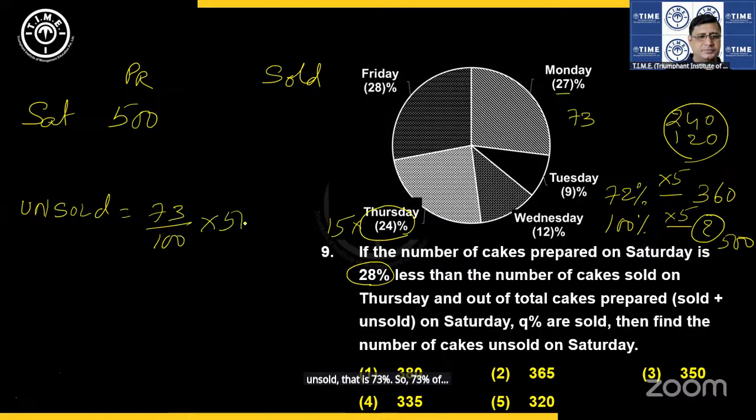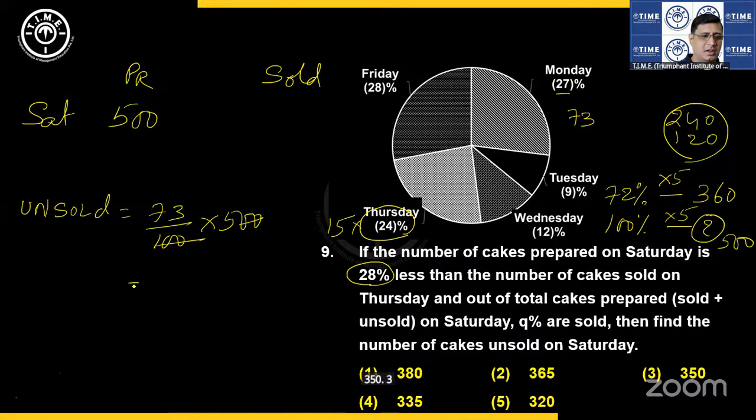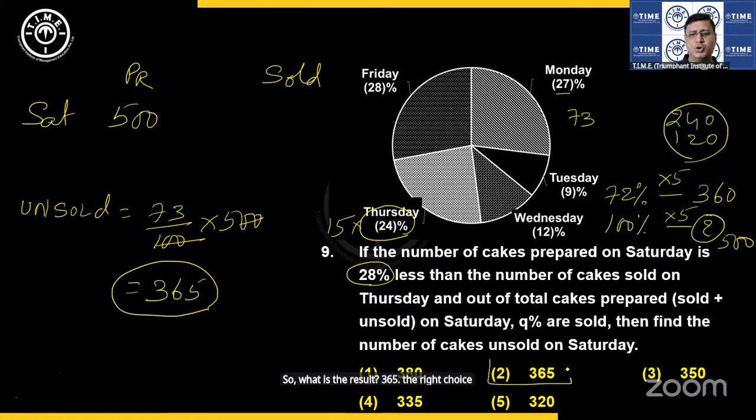500. 0 and 0 get cancelled. Now simplify this. 7 times 5, that is 35. 7 times means 7 in the tens position. So 350. 350 plus 15, 365. So what is the result? 365. The right choice is option 2. Second choice is the right answer. Option number 2.